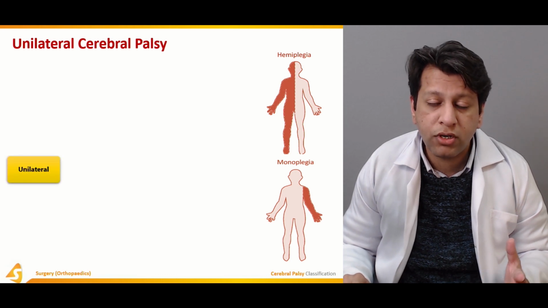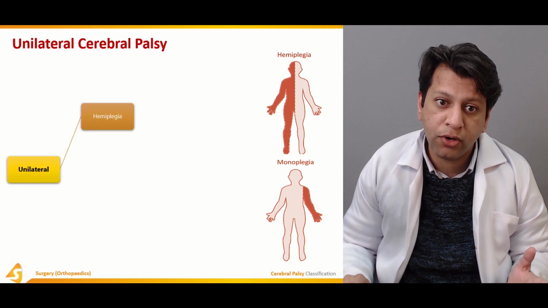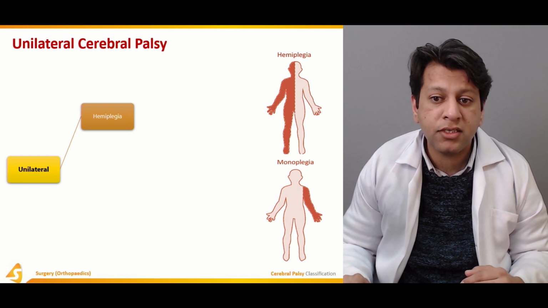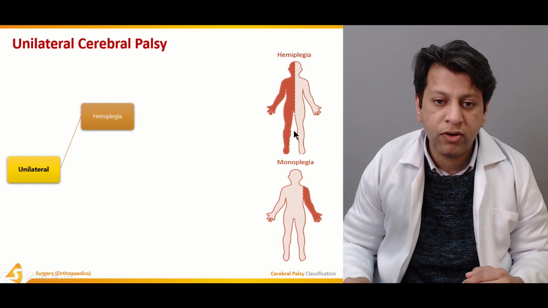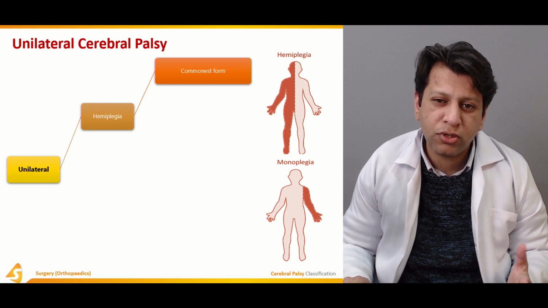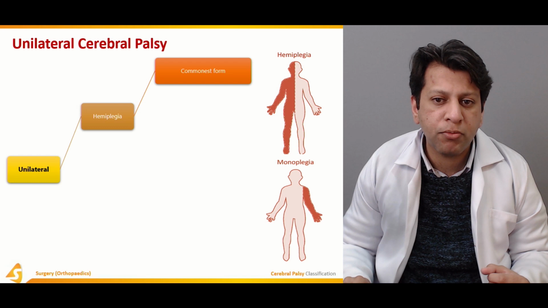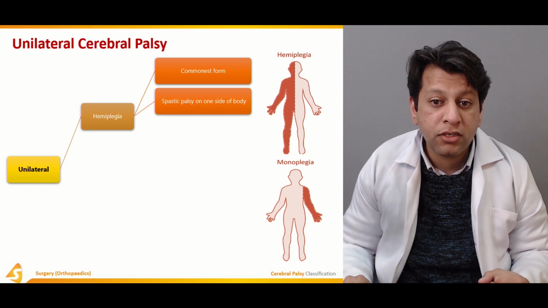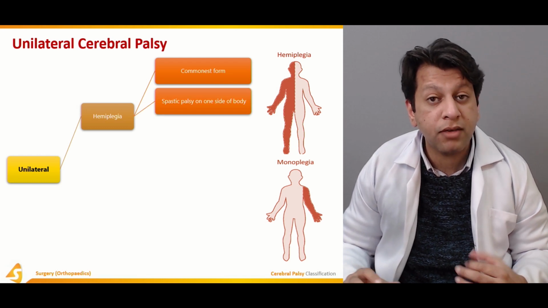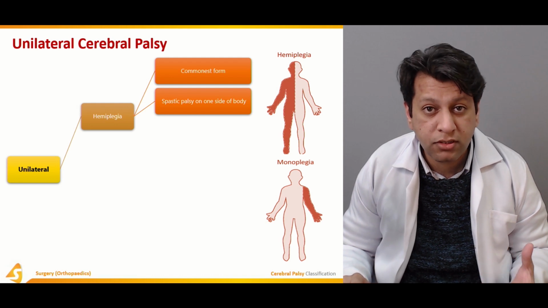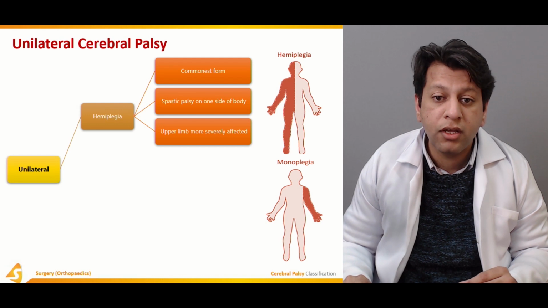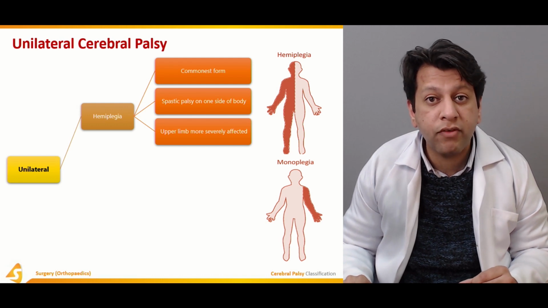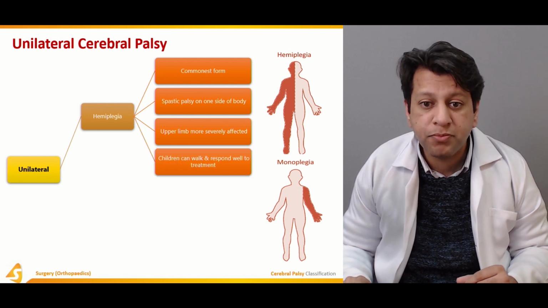As I just told you, it involves one side of the body. Hemiplegia, as can be seen in this diagram, means the whole of one side is involved. Usually it's an upper motor neuron lesion. It's the most common form as well. It is spastic palsy of one side of the body. Why is it spastic? Because the corticospinal tract is affected. That is a classical upper motor neuron lesion. Usually the upper limb is more severely affected than the lower limb.